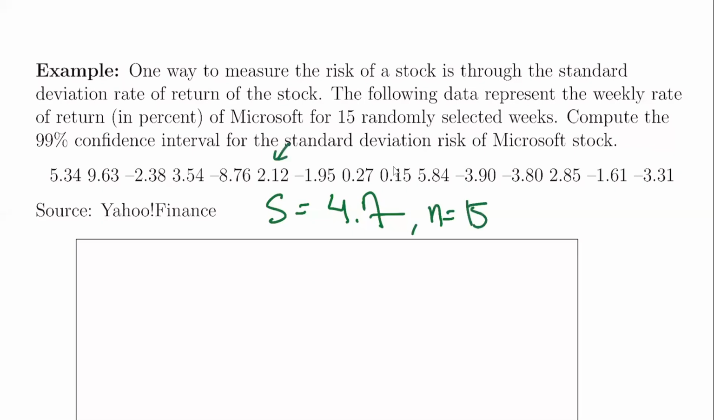Also, if you count all of these numbers, they should add up to 15 numbers. So that's the other way you could have done it. They also tell us we're doing a 99% confidence interval. So we know the confidence level is 99%. So that means alpha is 0.01. Any questions so far? Anything I have in green?